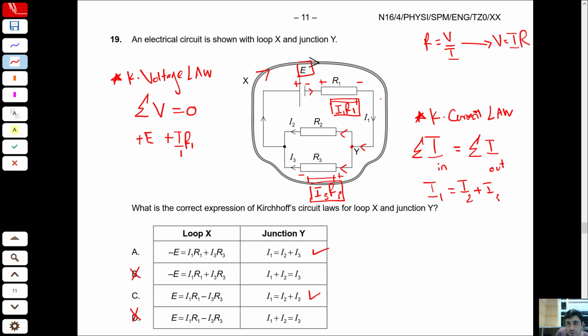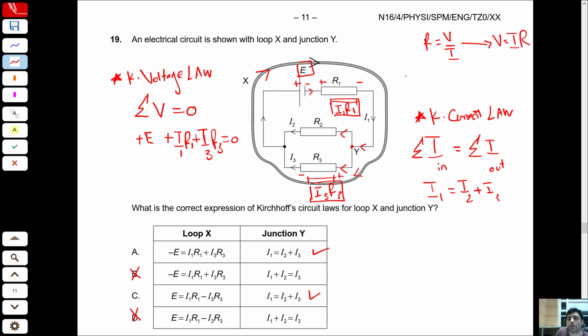And then you follow the loop, and here you can see the arrow of the loop still touches the positive terminal of R3 first. So it has to be positive I3 R3. Anything else? No. These are the only three components, so the sum of all the voltages has to be equal to 0.